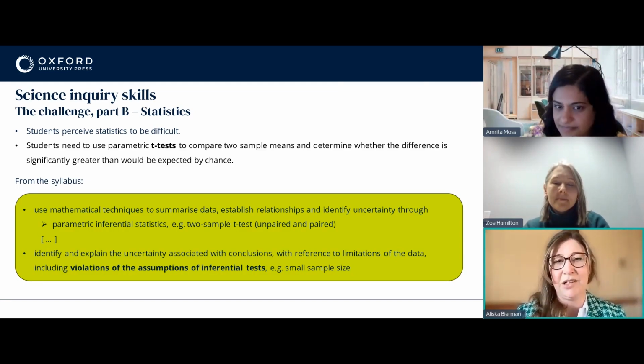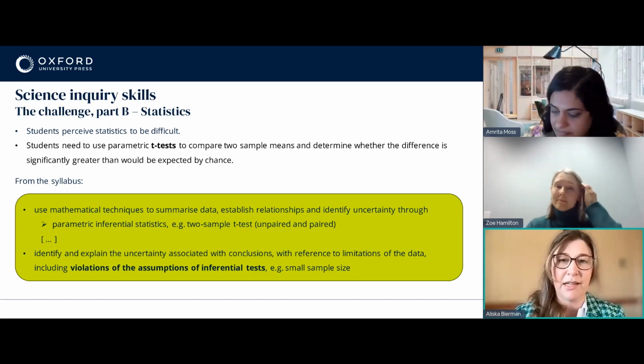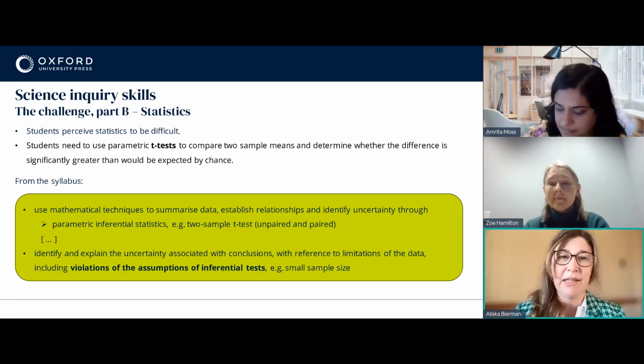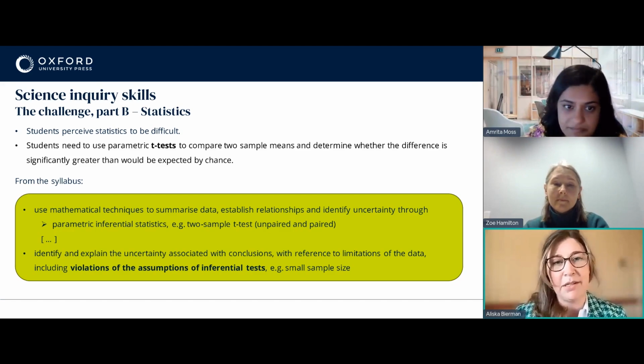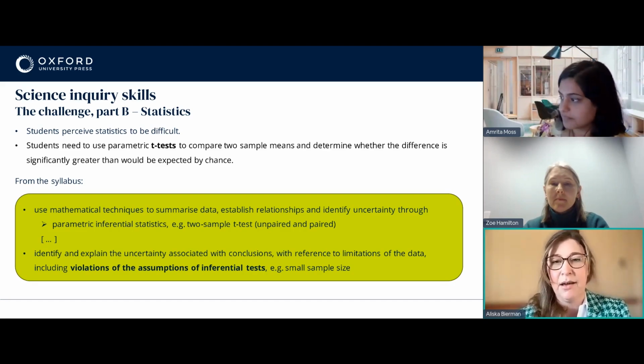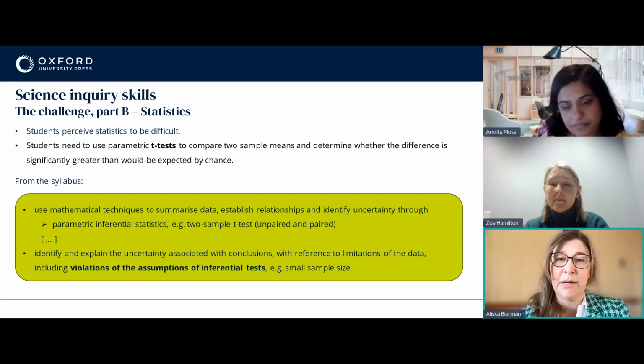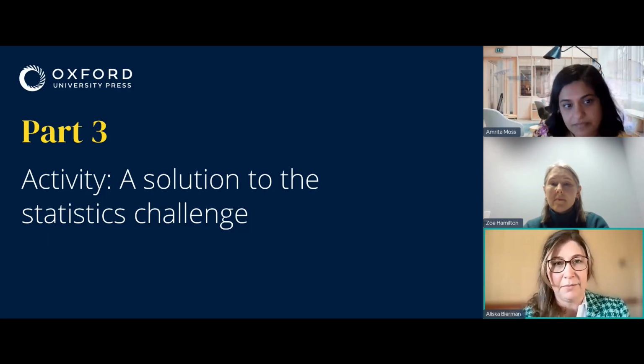And as Amrita mentioned, one of the key changes to this syllabus is that they've removed non-parametric tests. And so what we're left with is our parametric t-tests. Something they did add, and you'll see that in the green box below, is so students get to use parametric tests. Great. The decision making is reduced, but they do need to now identify and explain uncertainty associated with their conclusions by referencing limitations of the data, but also including violations of assumptions associated with those inferential tests. And so that's what we're going to look at.